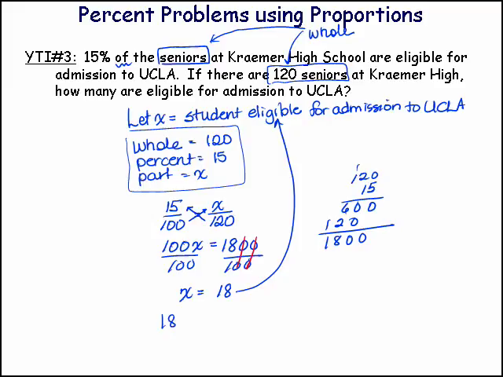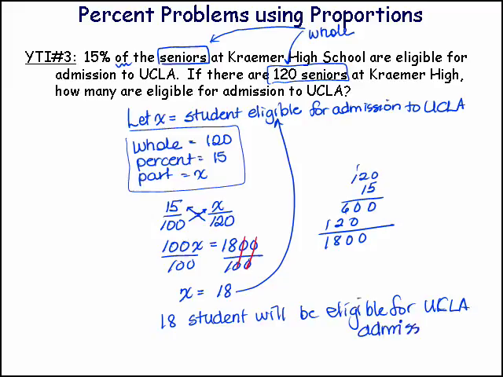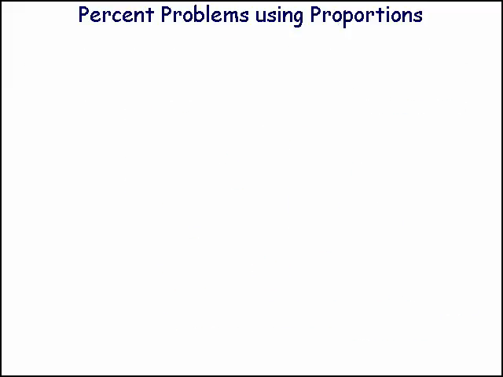18 students will be eligible for UCLA admission. Okay? All right, so that's how you do that word problem. Okay, let's go on to the next word problem.